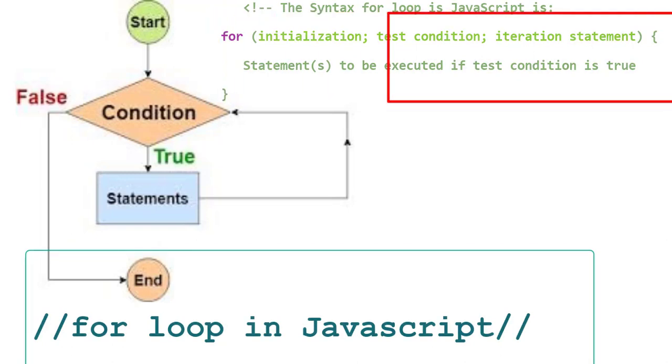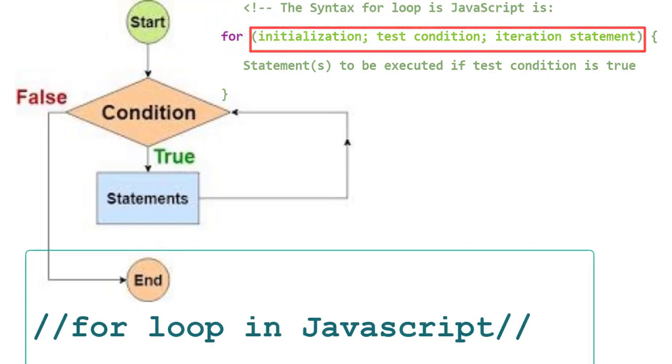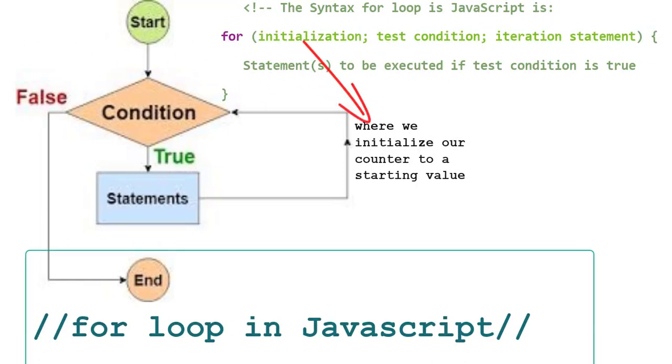We have a for keyword and then parentheses. Inside these parentheses we have three important parts. The first one is initialization, where we initialize our counter to a starting value. The initialization statement is executed before the loop begins, and then separated by a semicolon.